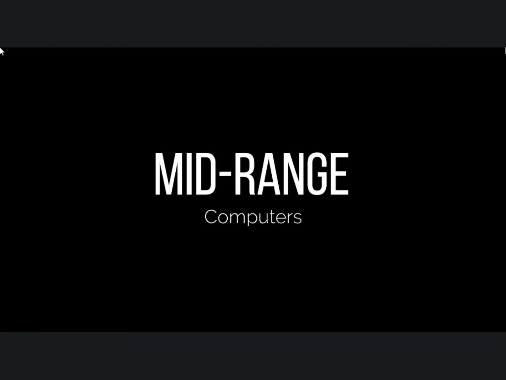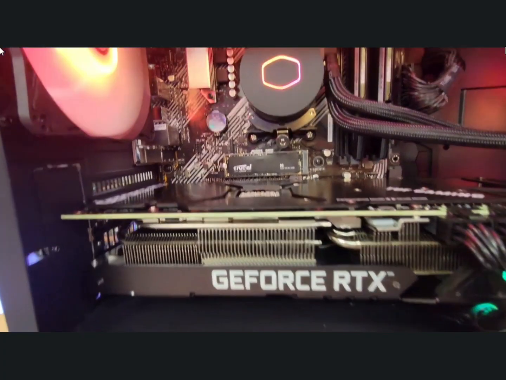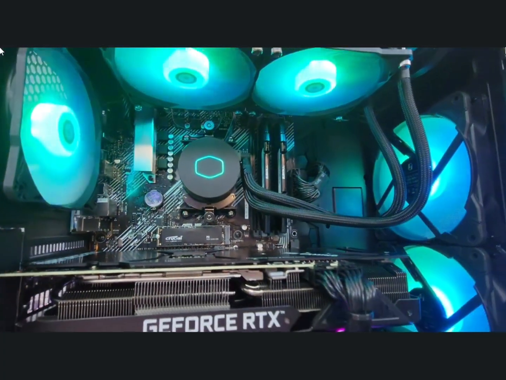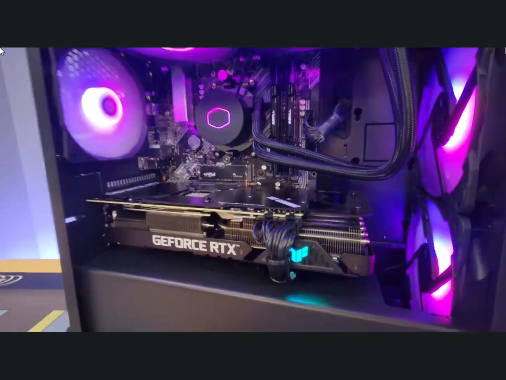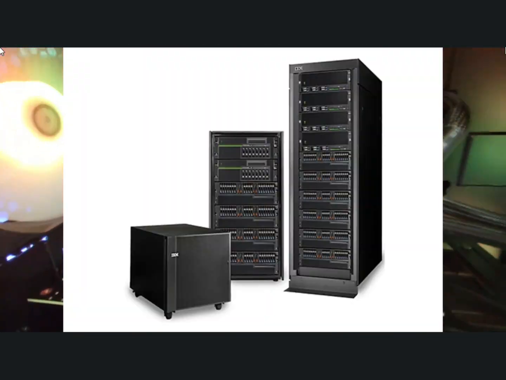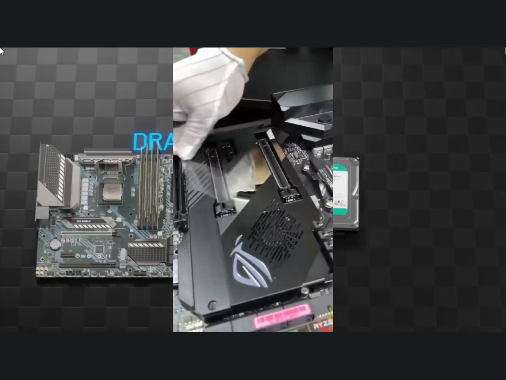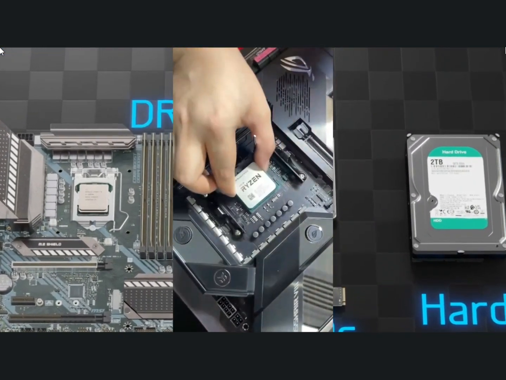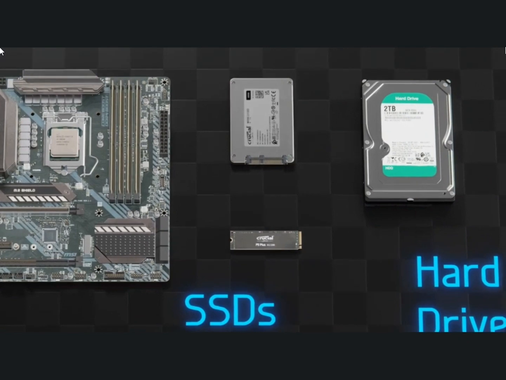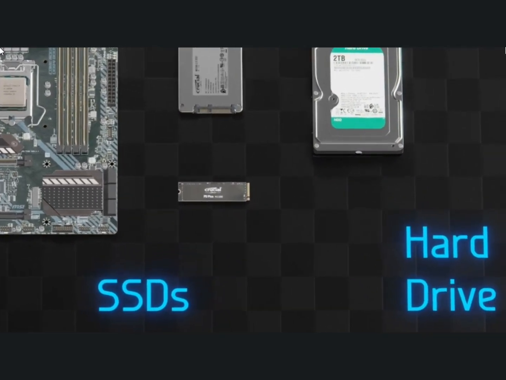Finally, let's look at mid-range computers. Basically, a mid-range computer is a type of computer that sits between a mainframe and a microcomputer in terms of computing power and storage capacity. Let's look at it in this way. Mid-range computers are designed for organizations that need more processing power and storage than a microcomputer can provide, but not quite as much as a mainframe.